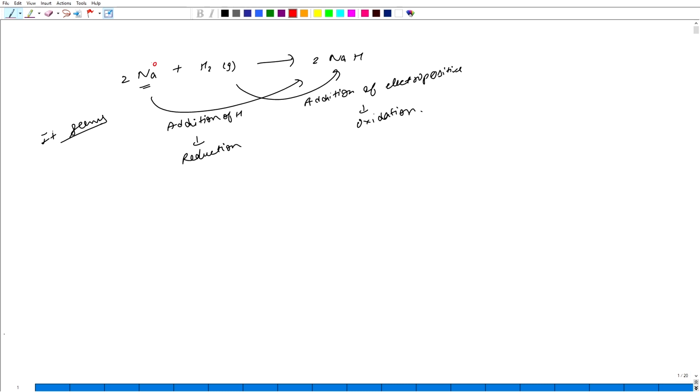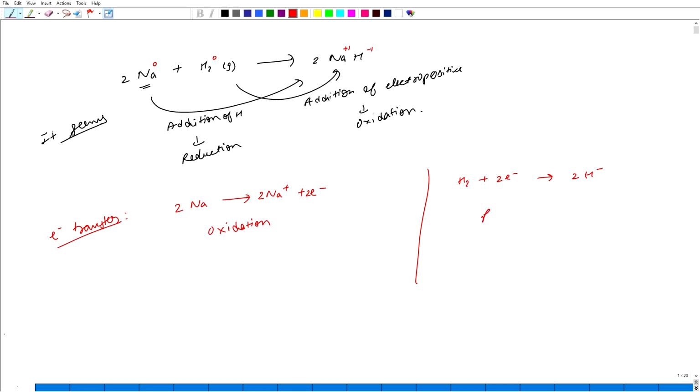We see that sodium has a charge of 0 and here it is plus 1 and minus 1, and hydrogen is also 0. So, what is happening to sodium? Electron transfer. Sodium is getting oxidized to Na plus, 2 sodium giving 2 electrons, and hydrogen is gaining 2 electrons to form 2H minus. And we know that whichever element loses electrons is called oxidation, and this gain of electrons is called reduction.